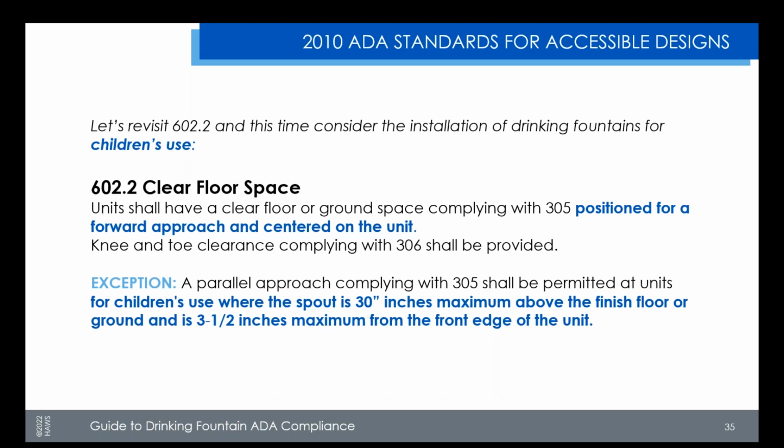Here, we're going to go back and revisit section 602.2, talking about children's use, and it does give us dimensions for those child height elements. It tells us that our bubbler head spout can be at a maximum of 30 inches and 3.5 inches maximum depth. So that's where the bubbler head is in the drinking fountain. It cannot be more than 3.5 inches from that leading edge. And it does allow us to forego that 27 inches of knee and toe clearance, because when we're lowering these units down, it's going to be diminishing that toe and knee clearance under the unit.